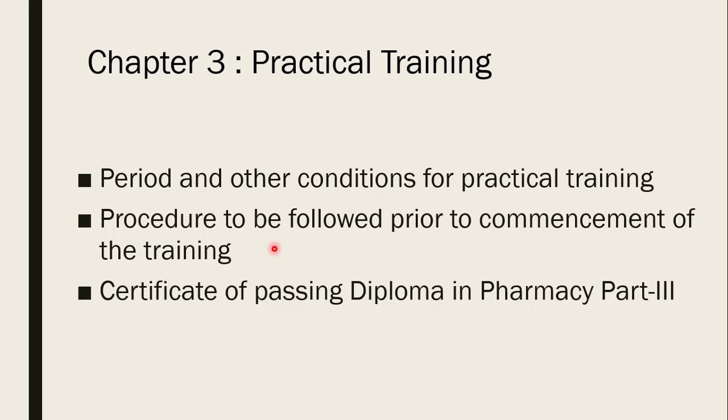Now this Chapter 3 of practical training includes period and other conditions for practical training. That means what is the minimum period for the practical training along with some of the conditions. Then the second part includes the procedure to be followed prior to the commencement of the training. That means before training, what is the procedure which is to be followed. And last is the certificate of passing Diploma in Pharmacy Part 3. That means after completing the training.